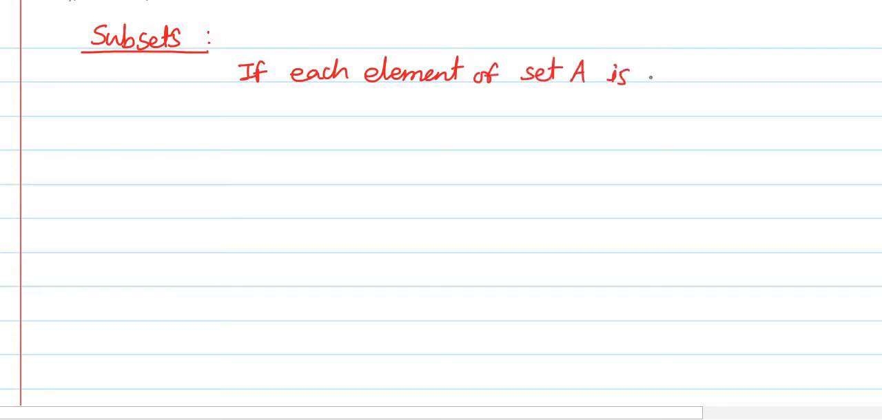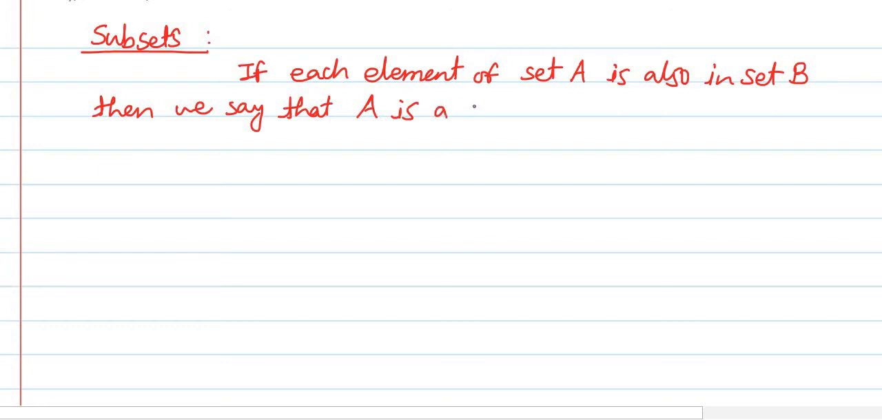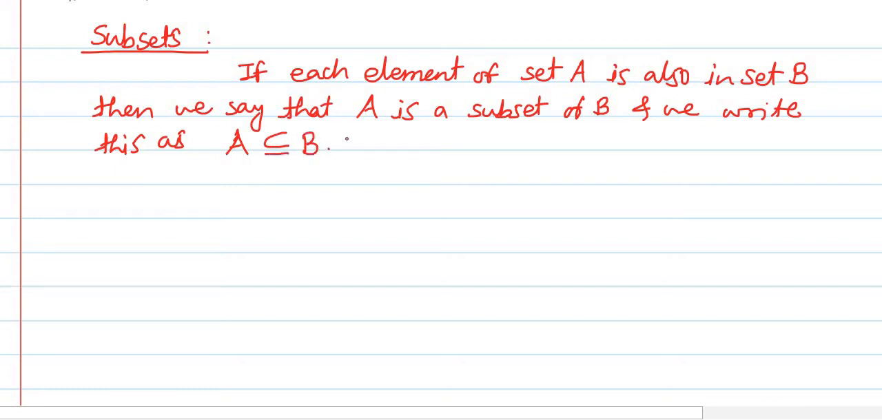Now next one, we will discuss subsets. Suppose we have two sets A and B, such that each element of set A is also in set B. If each element of set A is also in set B, then we say that A is a subset of B, and in symbols we write this as A is a subset of B. Okay, so like such the subset is defined.